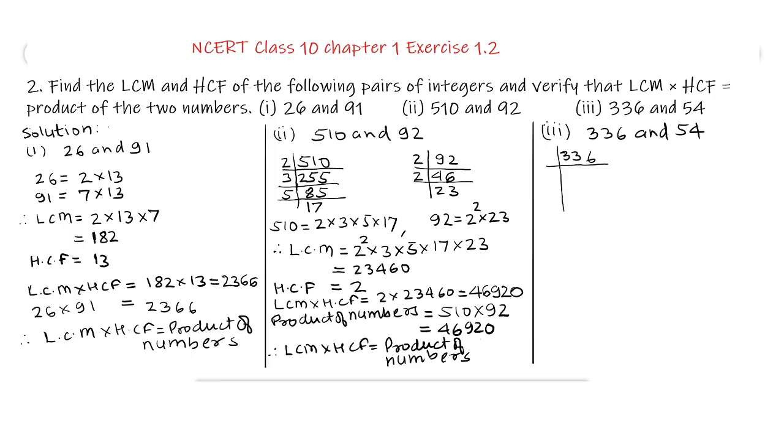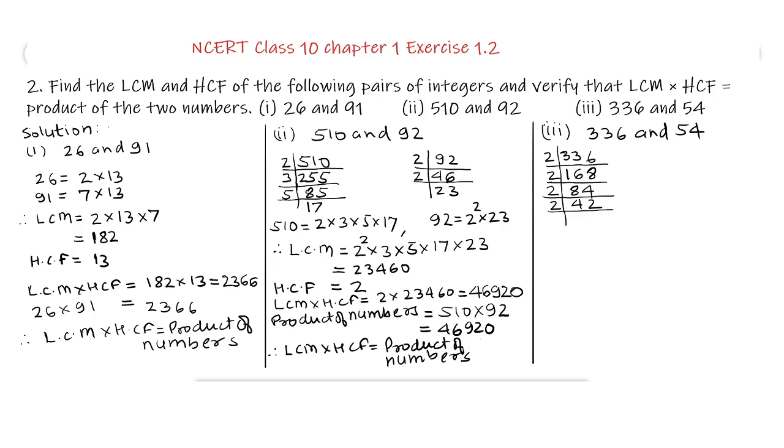We prime factorize 336. 336 is divisible by 2, so we divide it by 2. 2 divides 336, 168 times. This is further divisible by 2. 2 times 8 is 16 and 2 times 4 is 8. The quotient is 84. This is again divisible by 2. The quotient is 42 now.